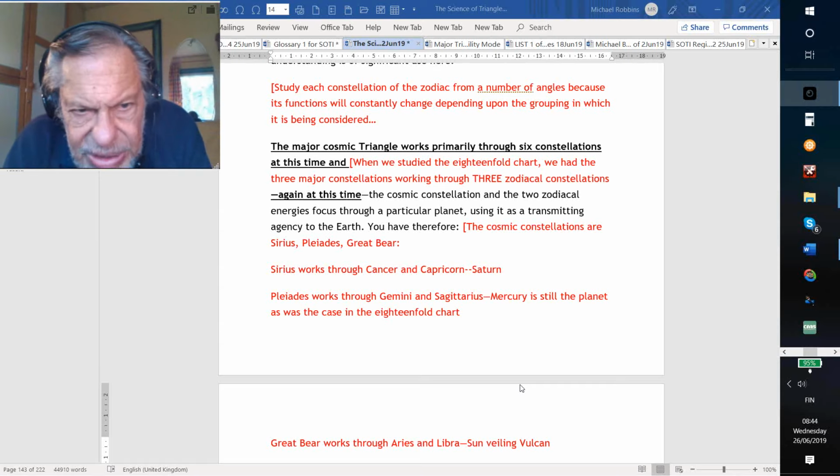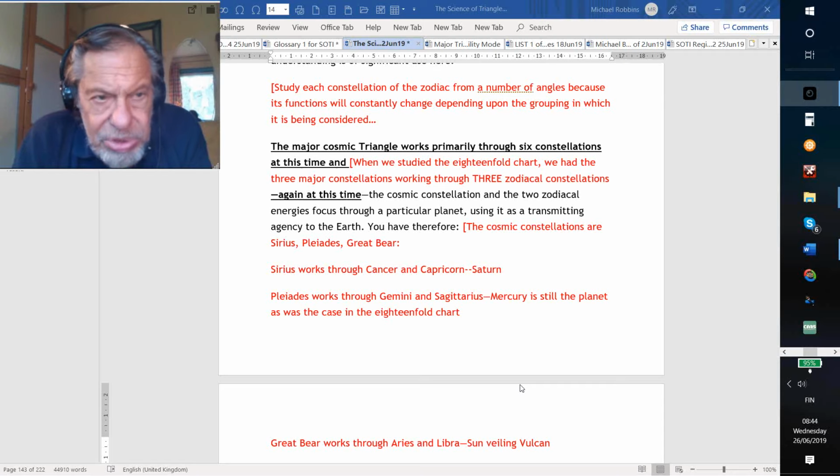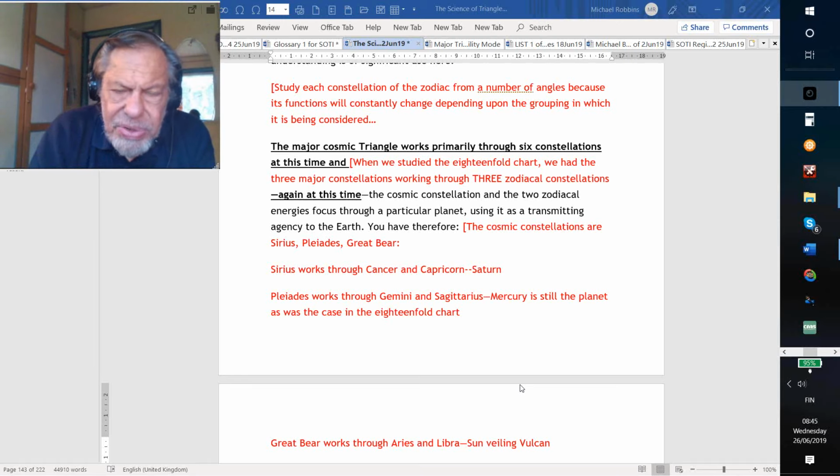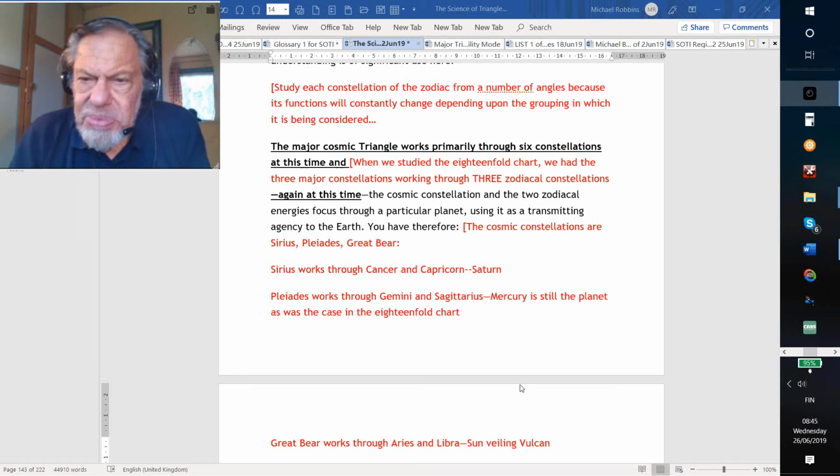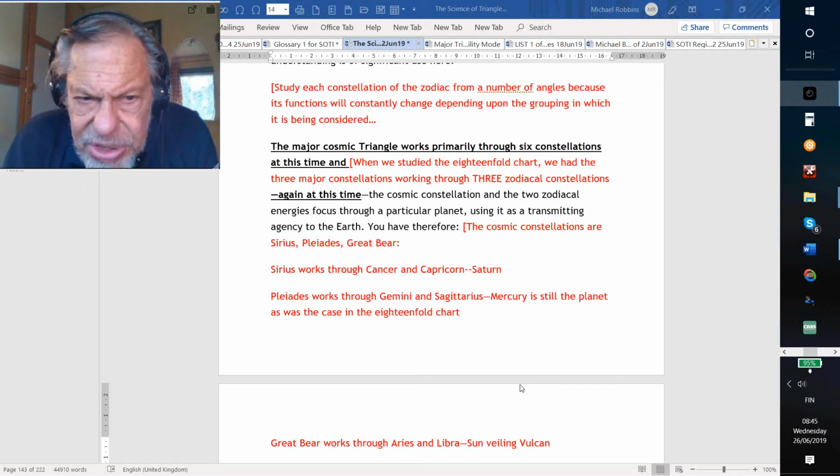So the cosmic constellations are Sirius. Now notice he's calling Sirius a constellation, because I think what I'm putting down here is correct, and I think you'll see that. The cosmic constellations are Sirius, Pleiades, and the Great Bear.